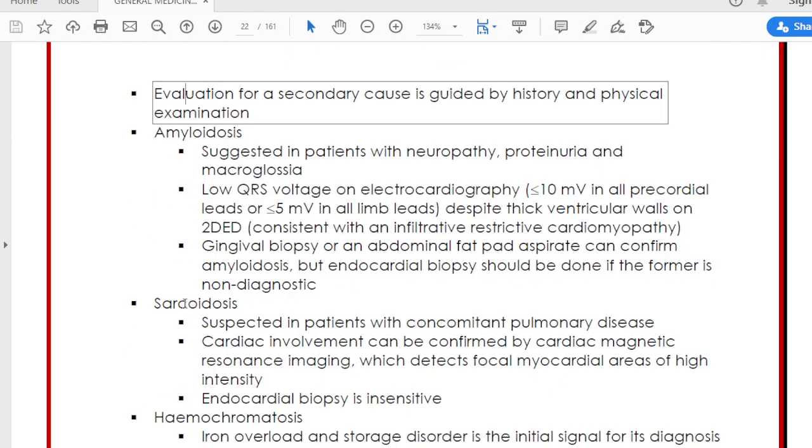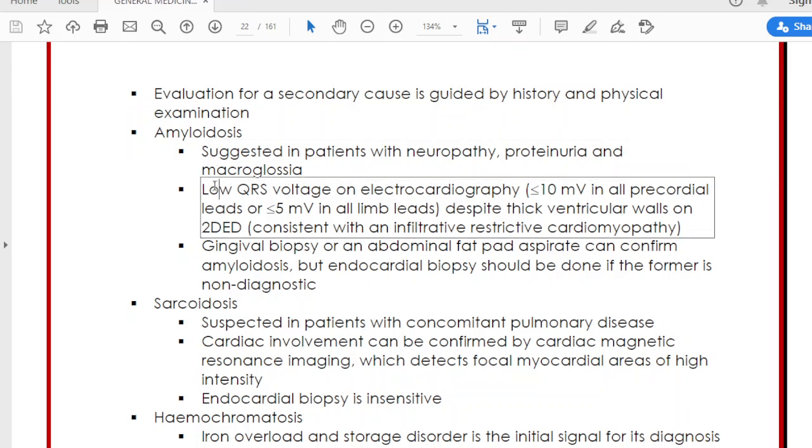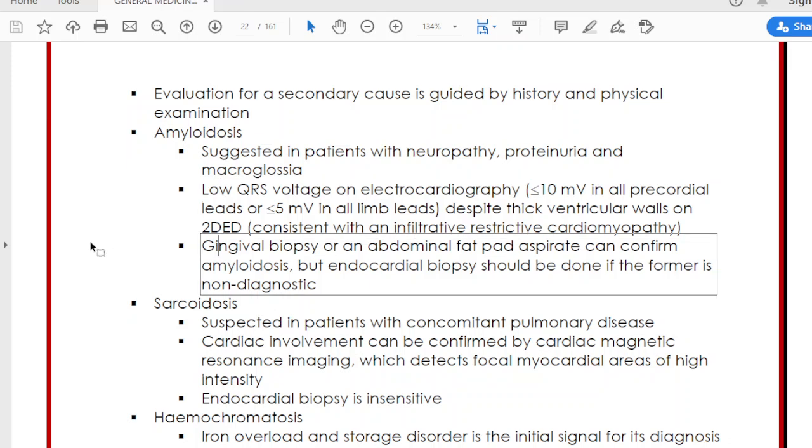Evaluation for a secondary cause is guided by history and physical examination. Amyloidosis: suggested in patients with neuropathy, proteinuria, and macroglossia. Low QRS voltage on electrocardiography, less than 10 mV in all precordial leads or less than 5 mV in all limb leads, despite thick ventricular walls on 2D echo, is consistent with an infiltrative restrictive cardiomyopathy. Gingival biopsy or an abdominal fat pad aspirate can confirm amyloidosis, but endocardial biopsy should be done if the former is non-diagnostic.